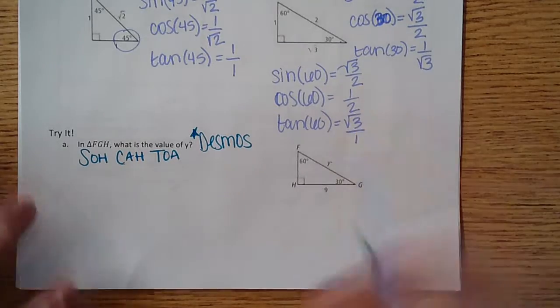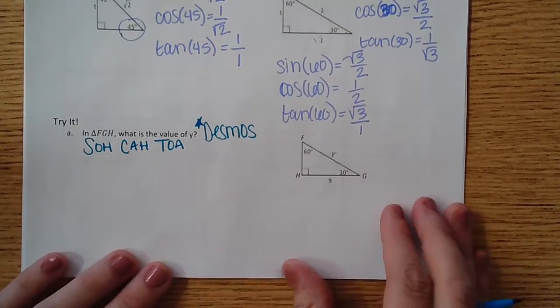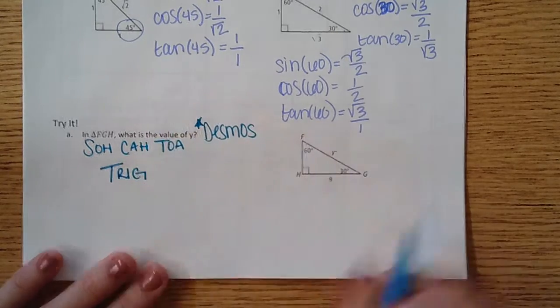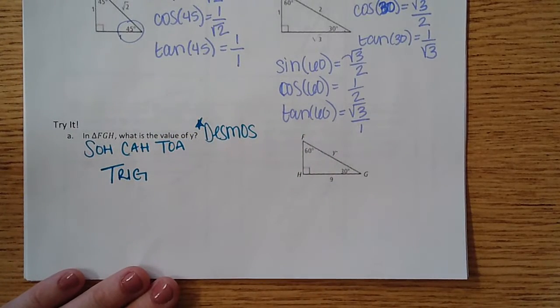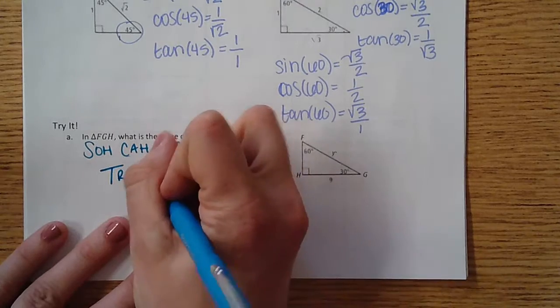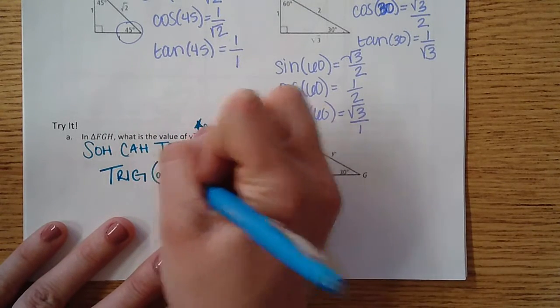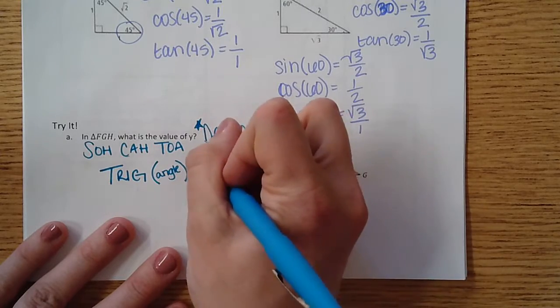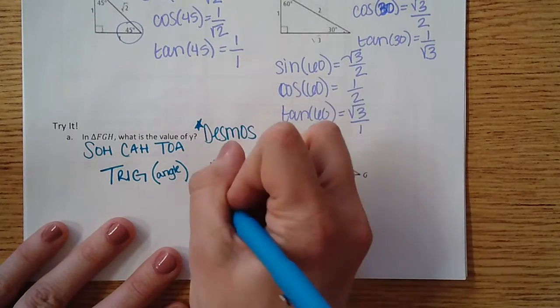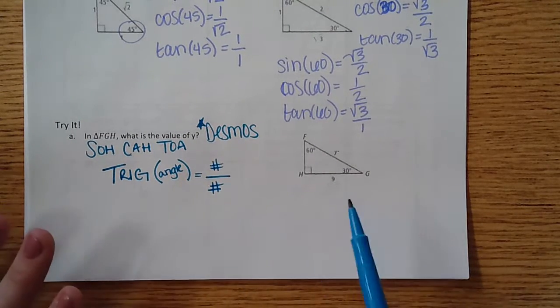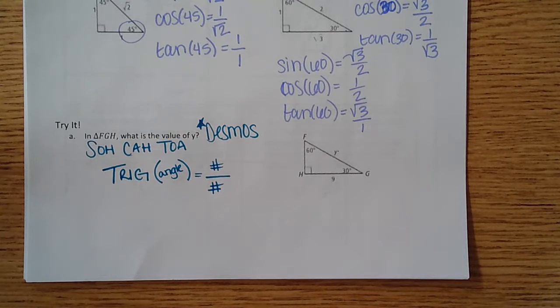So we're going to find the value of y. So you're going to have this little formula. You're going to pick the trig ratio, okay? Either sine, cosine, or tangent. Inside our parentheses, we're going to have an angle. Now that's going to be equal to a number or a variable over a number. So it's going to look like this every time. So the first step, we have to figure out what the angle or what the trig ratio is.